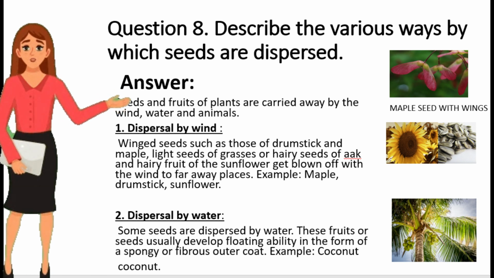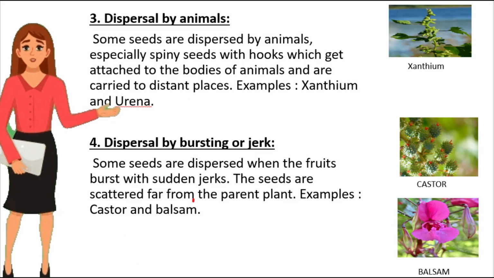2. Dispersal by water. Some seeds are dispersed by water. These fruits or seeds usually develop floating ability in the form of a spongy or fibrous outer coat. Example: coconut. 3. Dispersal by animals. Some seeds are dispersed by animals, especially spiny seeds with hooks that get attached to the bodies of animals and are carried to distant places.